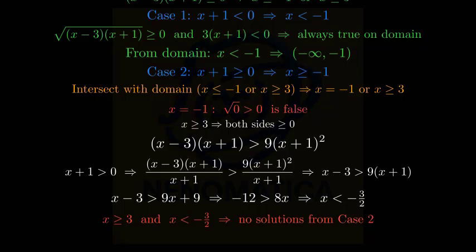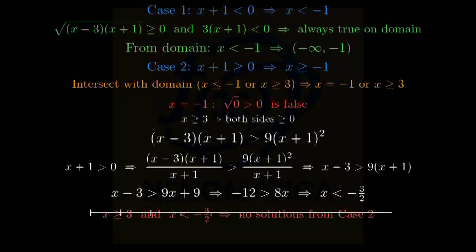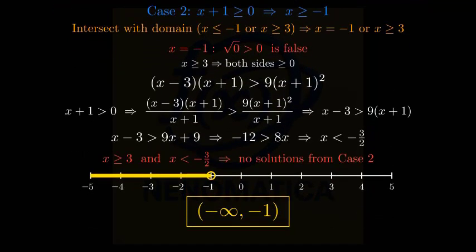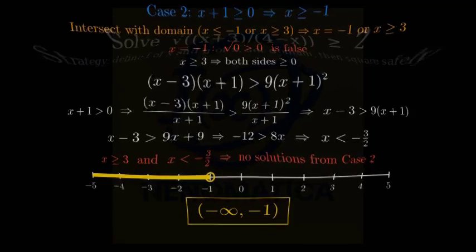Let us display the final answer on a number line. The solution is all x < −1, with an open circle at −1 because the inequality is strict. So the solution set is (−∞, −1).